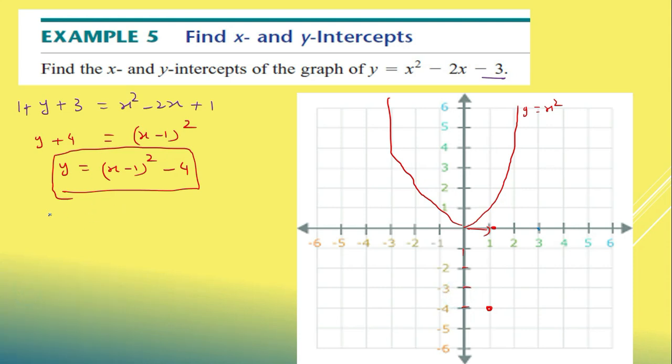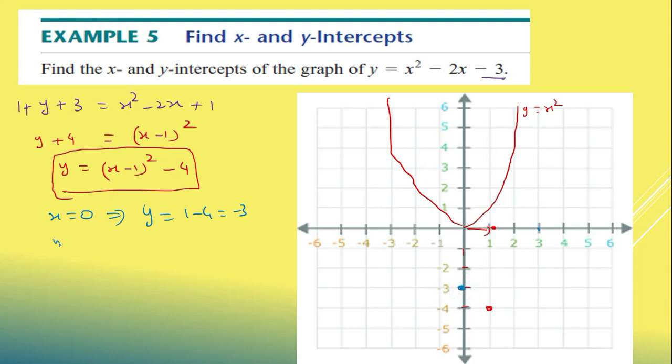Okay, when x is 0, it intersects y, isn't it? The curve will intersect the y axis when x is 0. Put x equal to 0 here, which is y is (0 minus 1) square is 1, 1 minus 4 is minus 3. So this will intersect the y axis at minus 3 here.